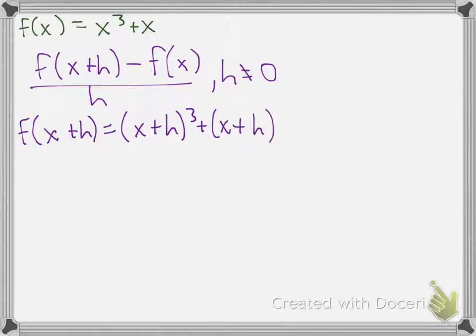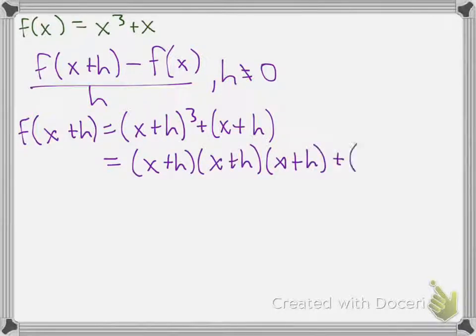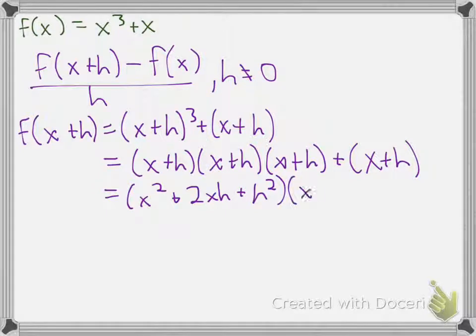Now this one's going to take a little bit of work to get through, but it's just multiplying out our binomial. So the first way we want to think of it is that is 3 x plus h's. So you're basically expanding it out, and then you're going to add an x plus h onto the end. So if I do 2 of them together, x plus h times x plus h, that is a square. So I get x squared plus 2xh plus h squared. Then I still have one more x plus h to go, plus x plus h.